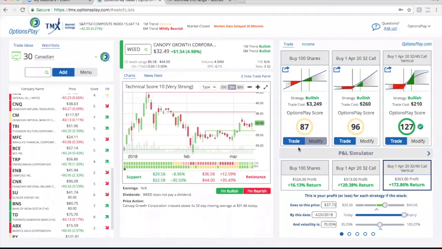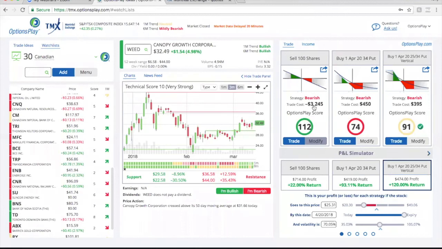So that covers very quickly just how you can use our platform for either a bullish or bearish view. So if you're bearish, it'll always present you 3 bearish strategies. Again, it gives you that starting point so that you have something to look at and decide whether it's suitable for you based on your given outlook on the underlying stock.